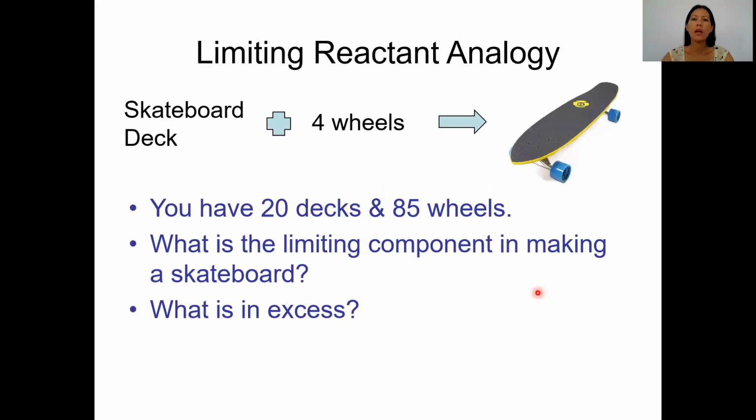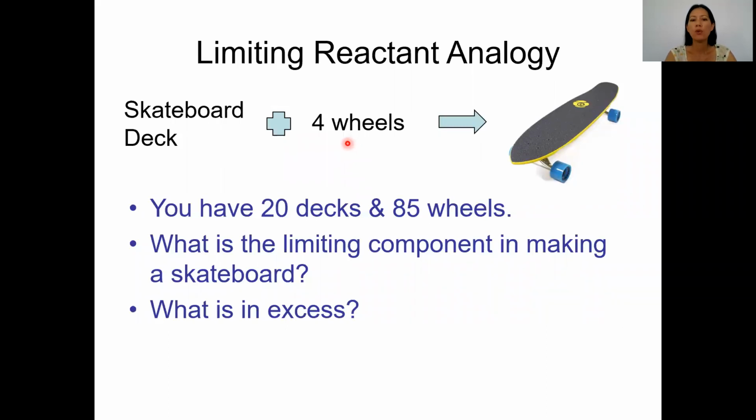So I first want to start out with an analogy. Limiting reactants basically are about a certain component limiting how much product can be made. Say you're making skateboards in your garage, it's your latest venture. You need a skateboard deck, 4 wheels, we're assuming the trucks are on there, but basically you have 20 decks, 85 wheels. What's the limiting component?